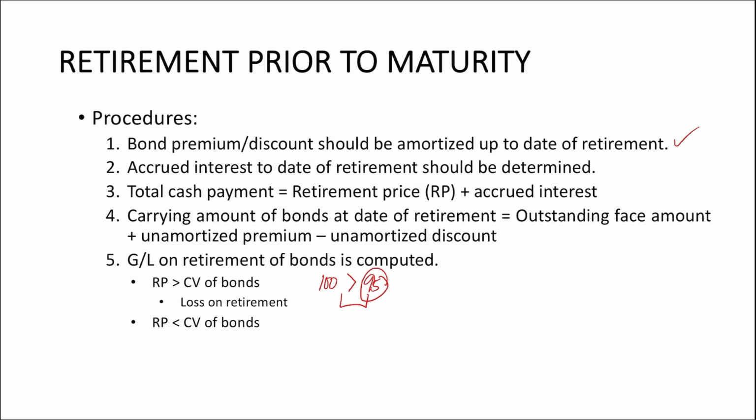Next one. If the carrying value is higher than the retirement price, then meron kang gain on retirement. Di ba? For example, nagbayad ka ng 100 para sa utang na 120. Mas malaki yung CV, di ba? Kumbaga, ang sinasabi niyan, utang mo 120, pero nagbayad ka lang ng 100. So, meron kang gain kasi nakatipid ka. O, di ba? Ganun lang ang iisipin natin dito, no?